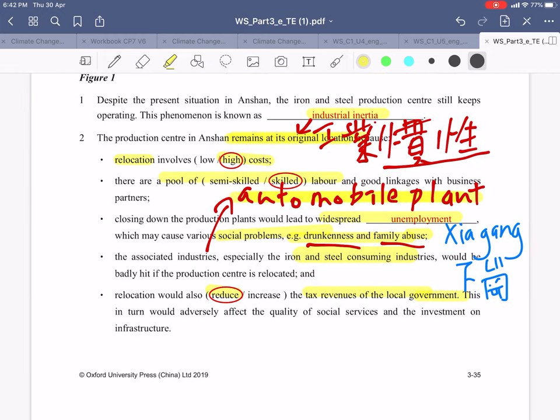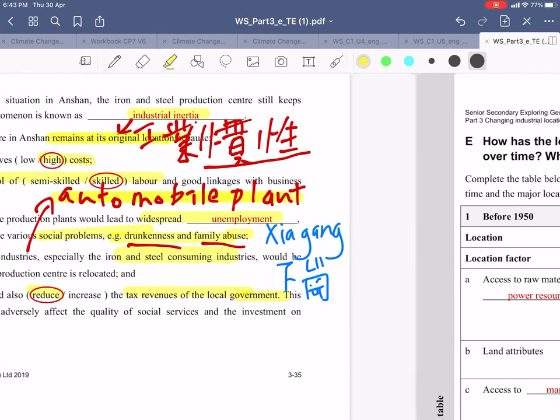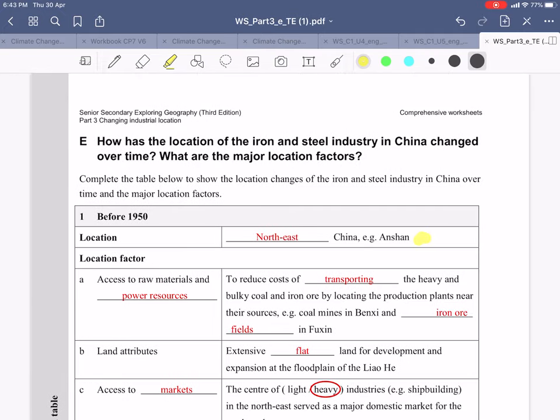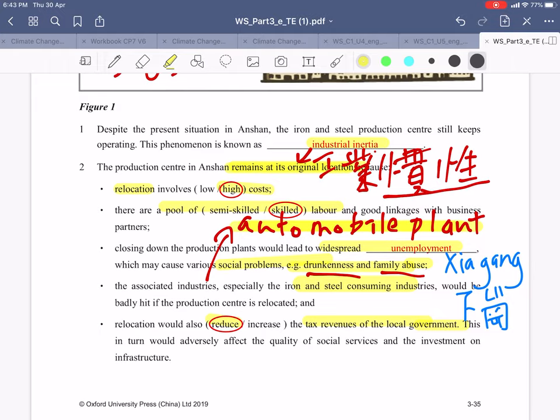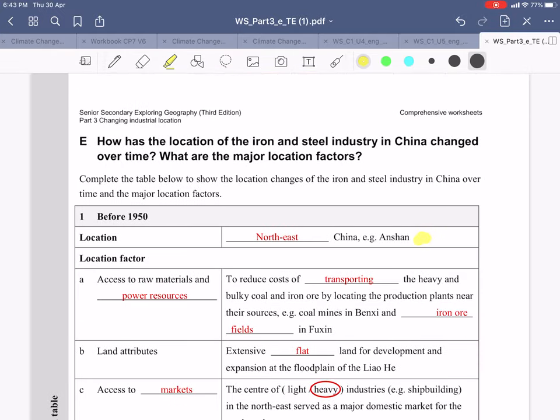Relocation also reduces the tax revenue of the government. Every company, when they earn some money, needs to pay the government, right? So that is for chapter 3.3, and this is the summary.